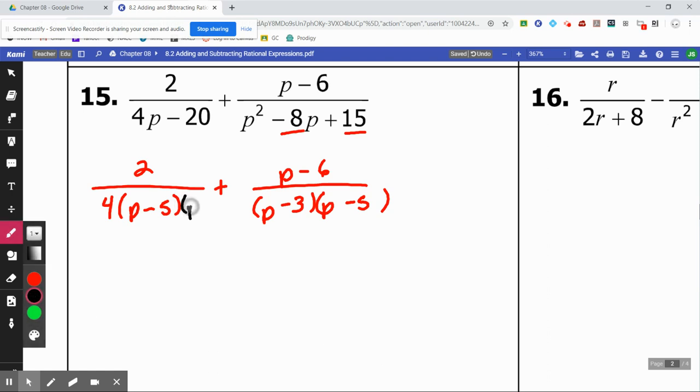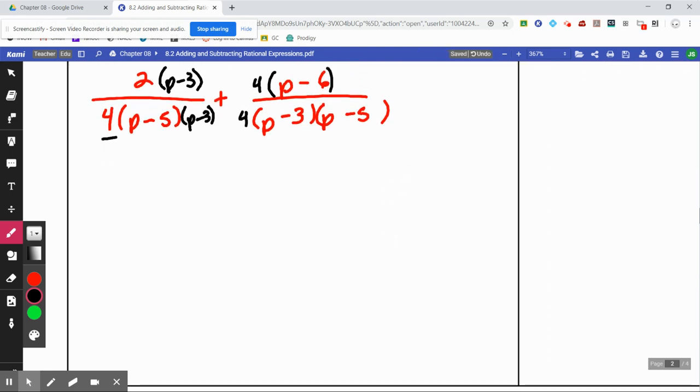However, you do need a p minus 3 over here, so let's multiply top and bottom by that p minus 3. Okay, now the only thing that you're missing is the 4. You have a 4 over here, but not over here, so let's multiply top and bottom by 4. Now, if you're going to multiply the top by 4, make sure you multiply the whole top by 4. Now you have your common denominator, which is a 4, a p minus 3, and a p minus 5.